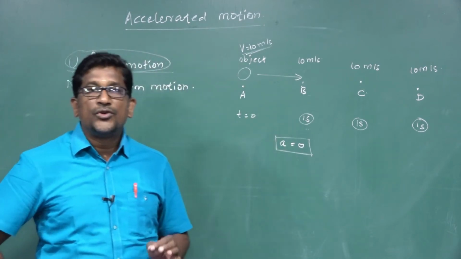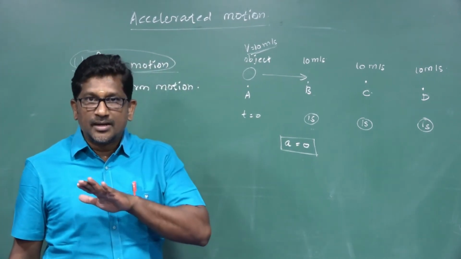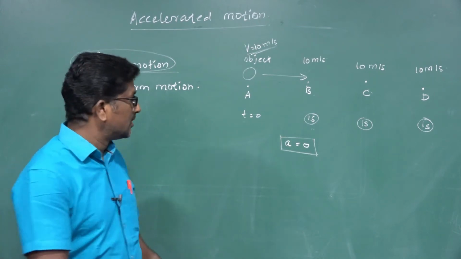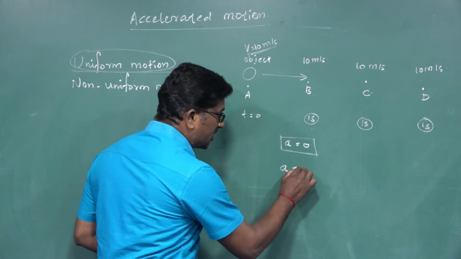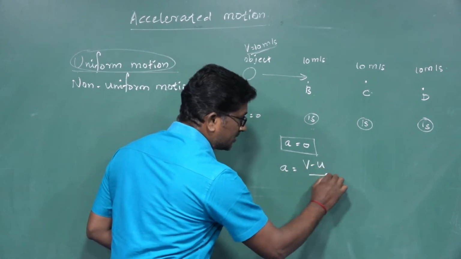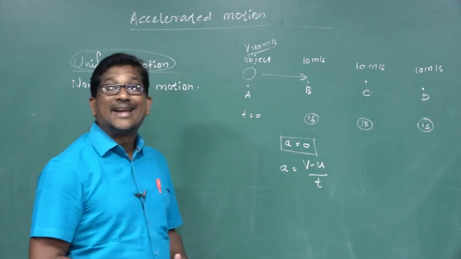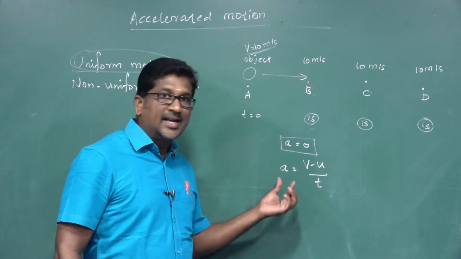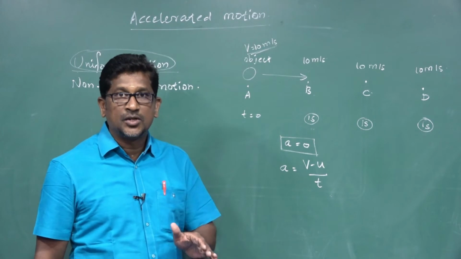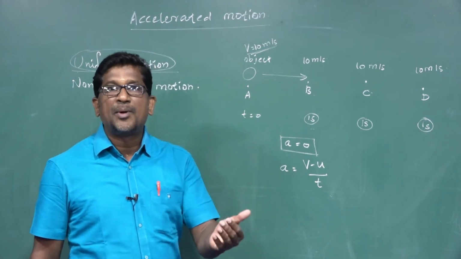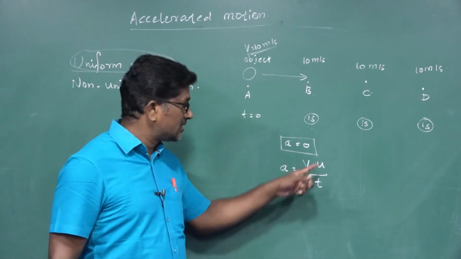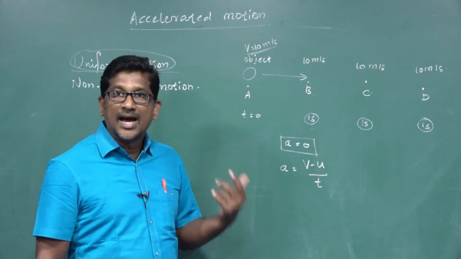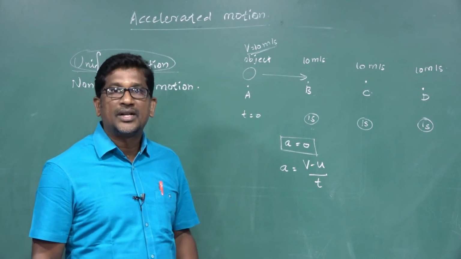In the case of uniform motion, the particle never possesses acceleration. Why? Because acceleration is nothing but the rate of change of velocity. The particle experiences an acceleration only if the velocity of the particle changes. Otherwise, the acceleration of the particle is 0.